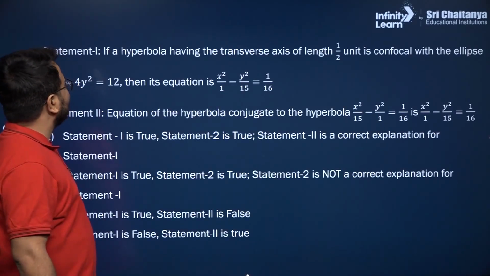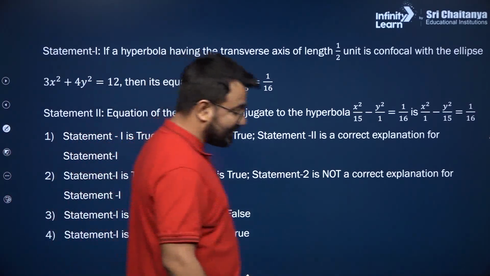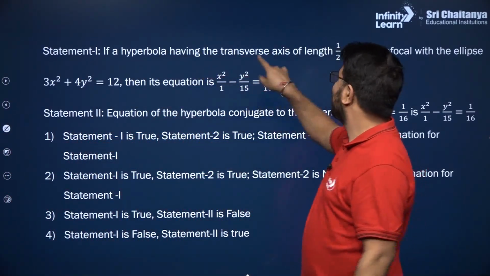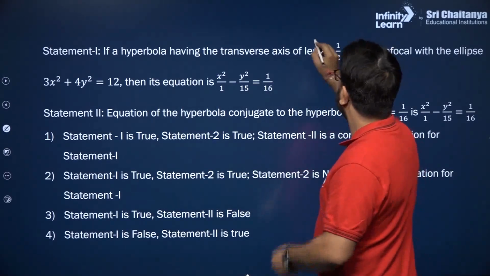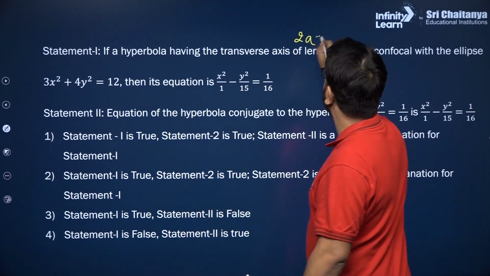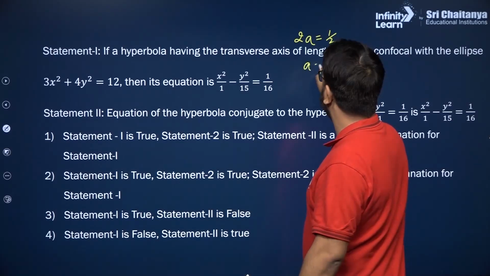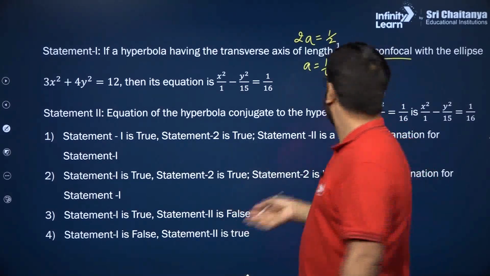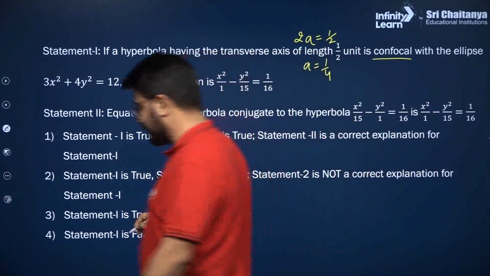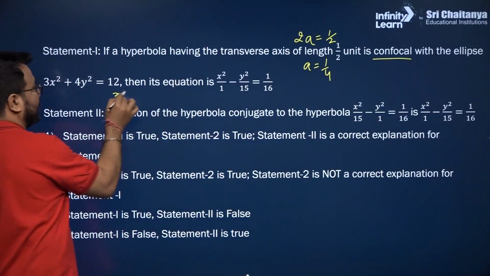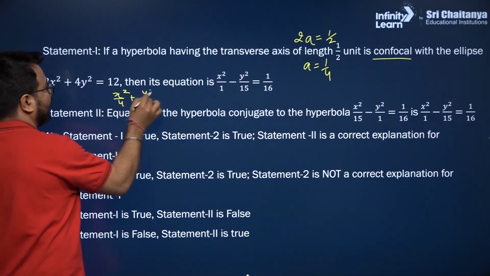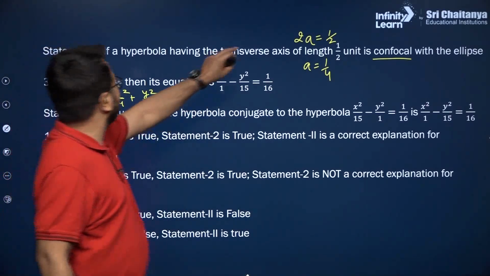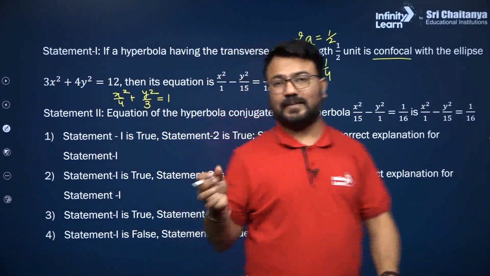We are observing the next question. Here the next question is in the form of statements, okay? Statement 1: a hyperbola having a transverse axis of length half, so that means a will be 1/4, is confocal, that means it will have the same foci as the ellipse. So this ellipse can be converted into the equation x square by 4 plus y square by 3 equals 1, okay? So a particular hyperbola and an ellipse are having the same point of focus.